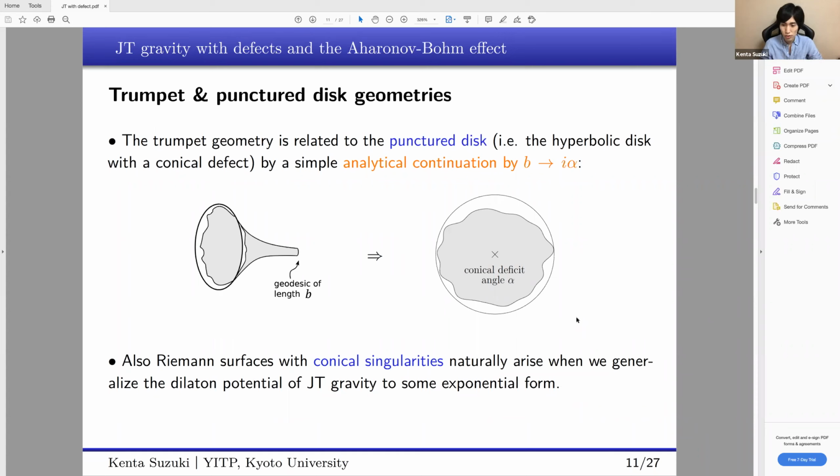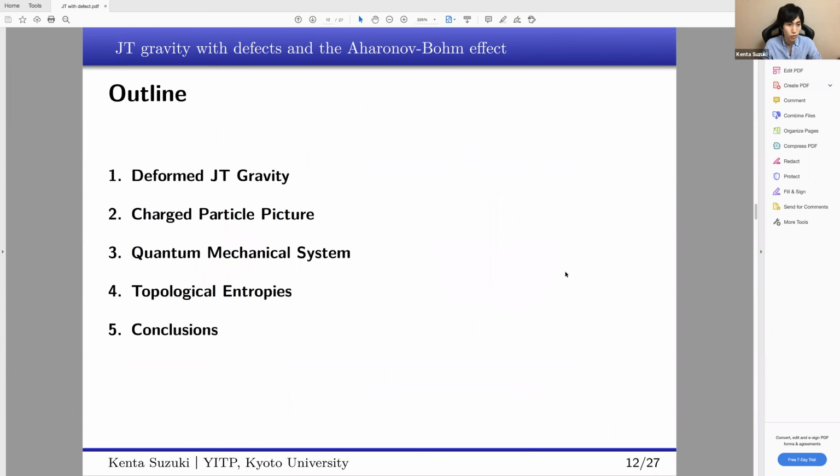So this motivates us to study JT gravity with a conical defect angle. This is the rest of my talk, but maybe this is a nice timing to pause if you have any questions about the previous discussions.